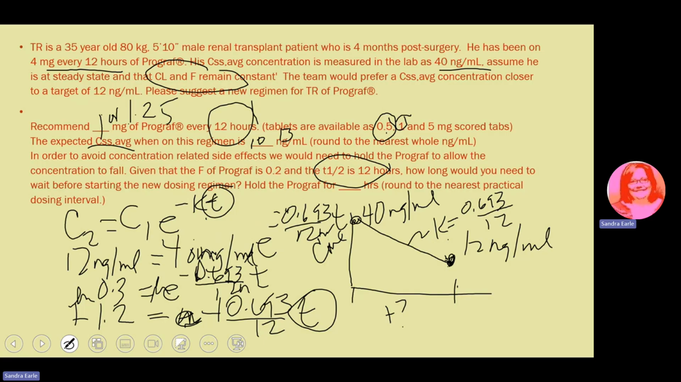I got 24 here. All right, so what did I get again? Let's see. 1.2 times 12 divided by 0.693. So 20.77 or 20.78 hours. So we're going to round it to the nearest practical, so that's going to be 24 hours, isn't it?